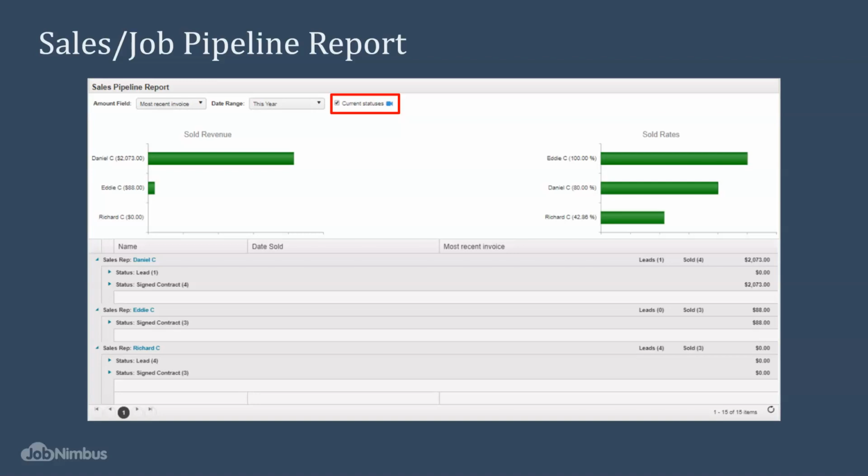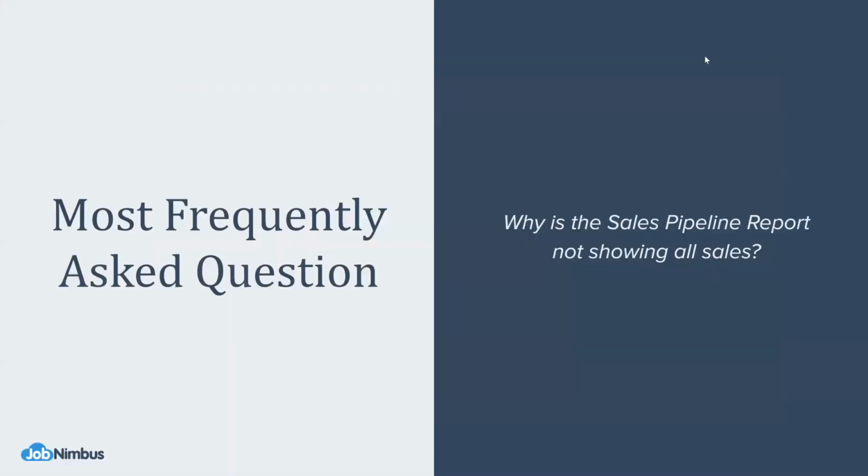Then our most frequently asked question about the sales pipeline report is, why is the sales pipeline report not showing all sales? The key thing is that before your contacts will show on your report, you will need to make sure the contact has passed through a status marked with the stage sold. If it has not been in that status, then it will not show on the report.